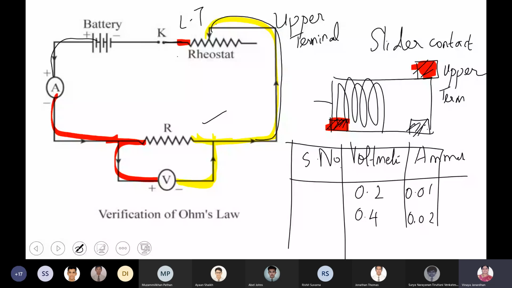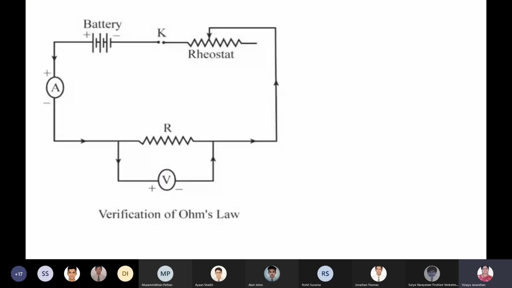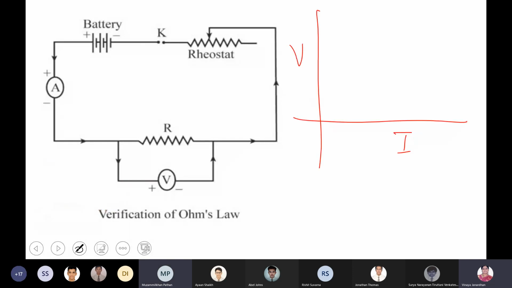Then how will you find the resistance? Resistance is found by plotting a V versus I graph, voltage versus current. The rheostat is not the unknown; R is the wire whose resistance is to be found, the unknown resistance.